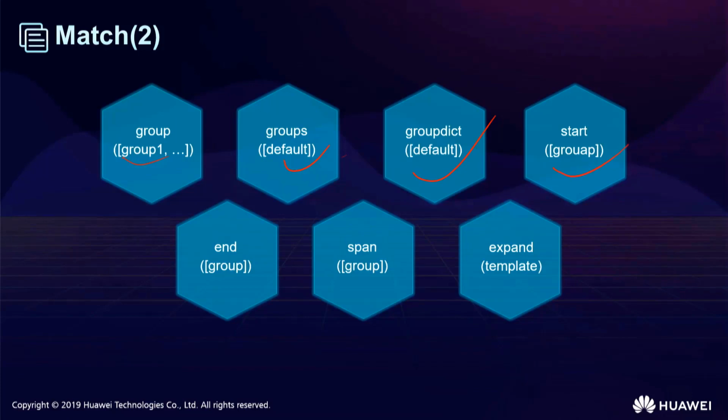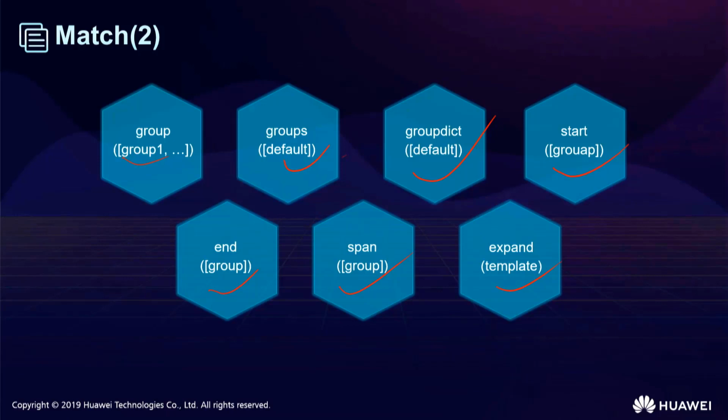start(group) returns the start index of the intercepted substring in the string for the specified group. group defaults to 0. end(group) returns the end index of the intercepted substring in the string for the specified group, and group also defaults to 0. span(group) returns the start and end of the group. expand(template) converts a match's groups into the template and returns the conversion result.